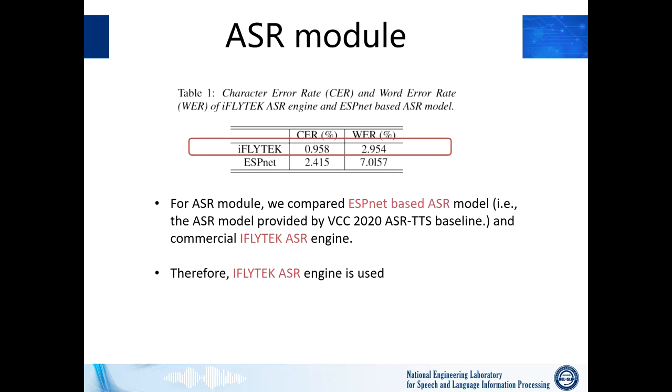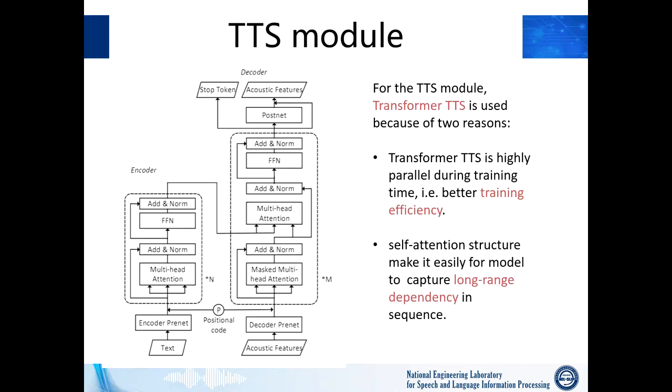We first compared the iFlytek and the ESPnet-based ASR models, and we selected the iFlytek-based one because it achieved better performance. For the TTS module, we selected the Transformer TTS. First, the Transformer TTS is highly parallel during training. It leads to better training efficiency. Second, the self-attention structure makes the Transformer TTS able to easily capture long-term dependency.